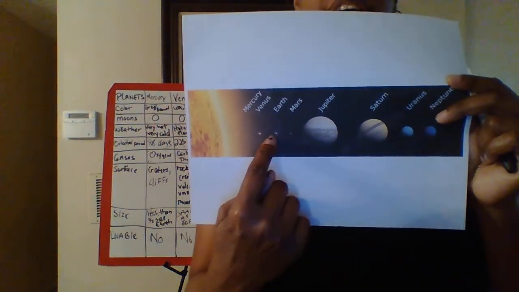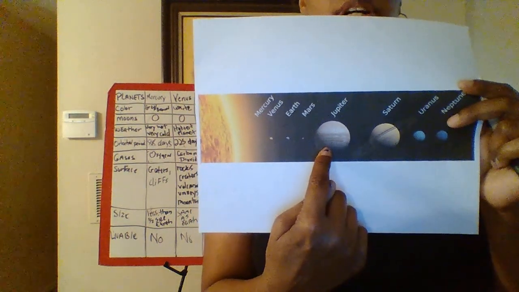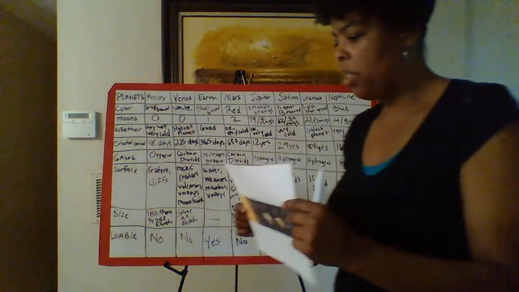Now the size. Here's Earth. Here's Jupiter. Is Jupiter bigger or smaller than Earth?